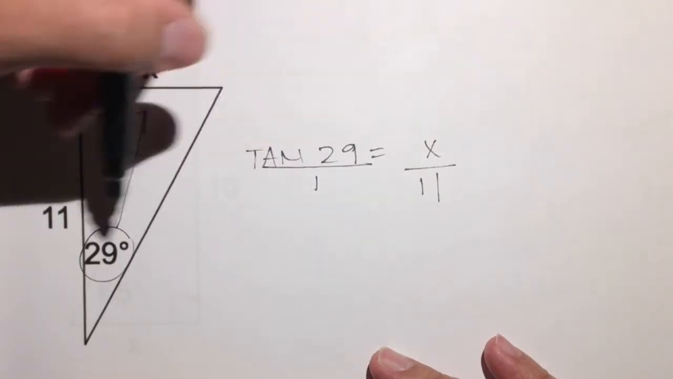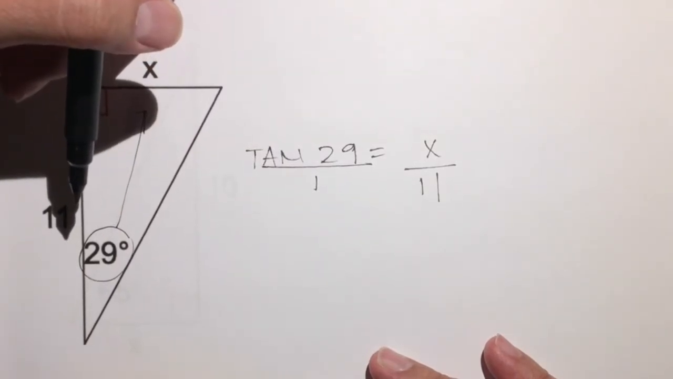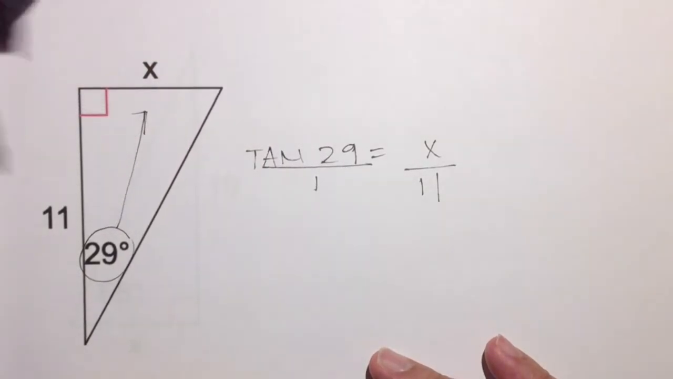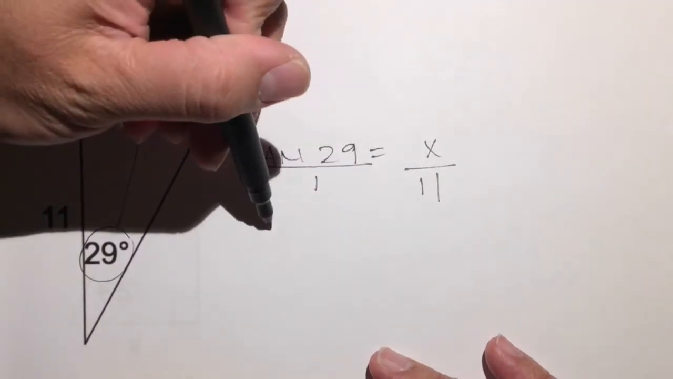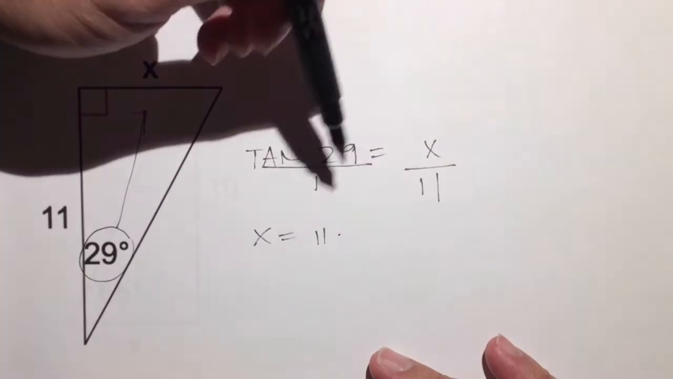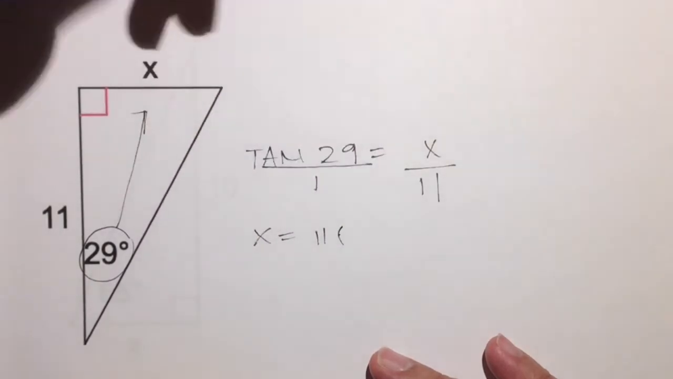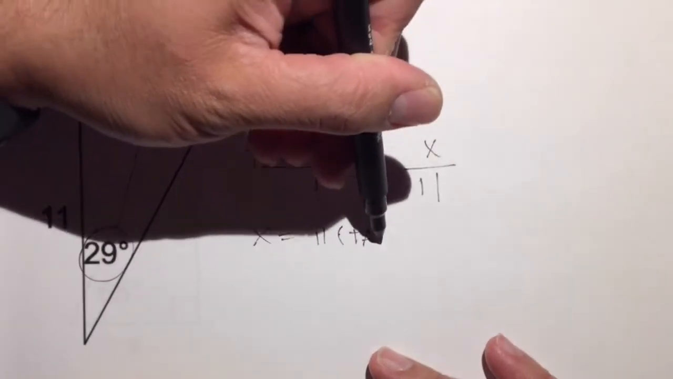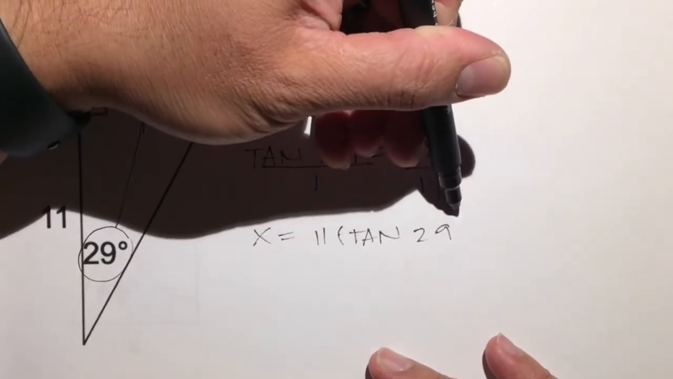We're going to put that invisible 1 under. So it reminds us to, what do you do? Cross multiply. So let's cross multiply. 1 times x is x. And we're going to put 11 times tangent of 29. If you want to put parentheses, you can do that too. Go for it.